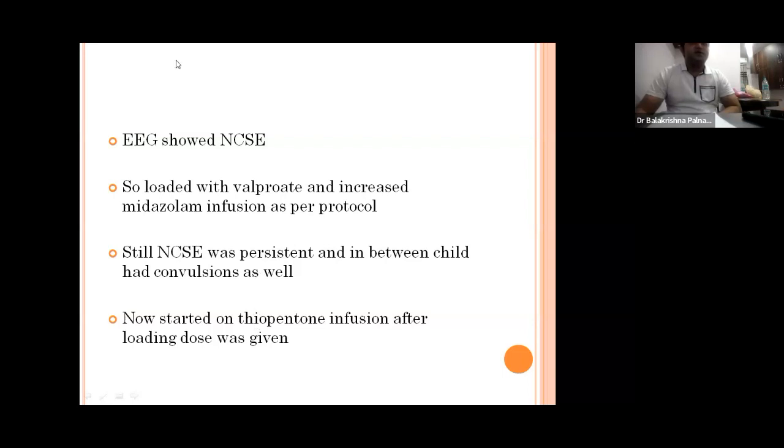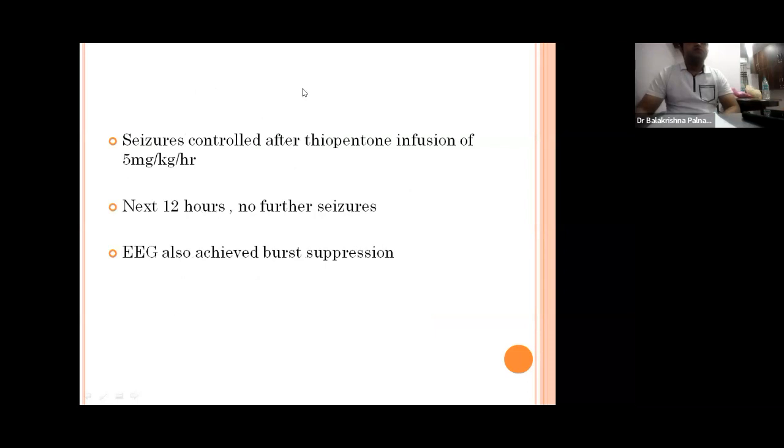As we discussed in the management of refractory status epilepticus, the child is having convulsions along with non-convulsive seizures. So we have tried everything. We tried as per the protocol of initiation of an anesthetic, then gave a trial of 1 or 2 non-anesthetic drugs, still the child was convulsing. Then I went to another anesthetic drug. Now I have started the child on thiopentone infusion after a loading dose was given. Seizures were controlled after thiopentone infusion of 5 mg per kg per hour.